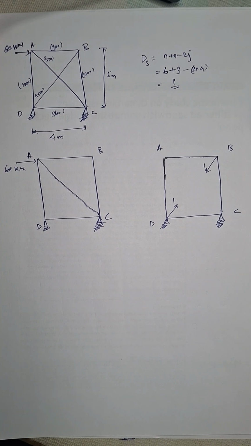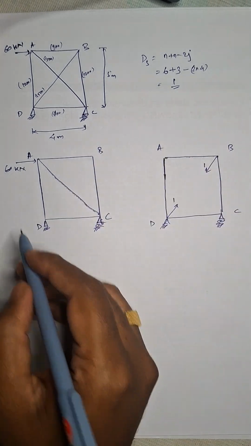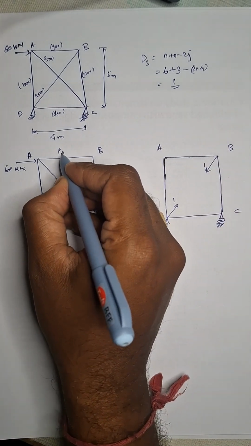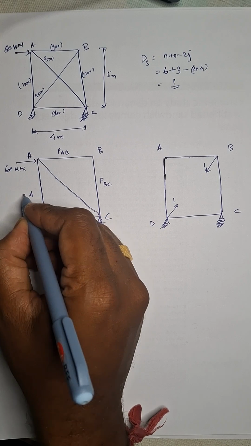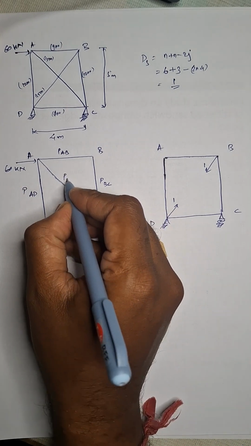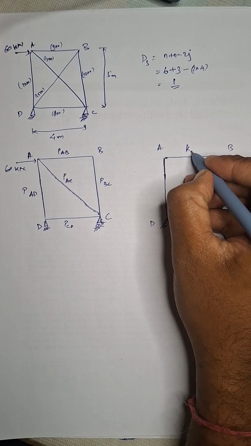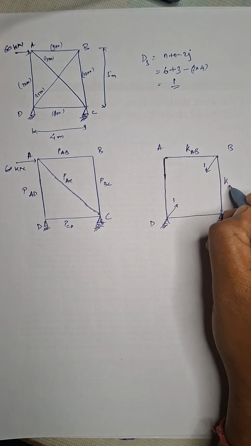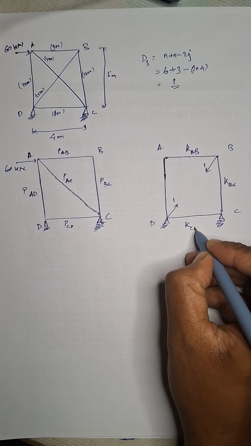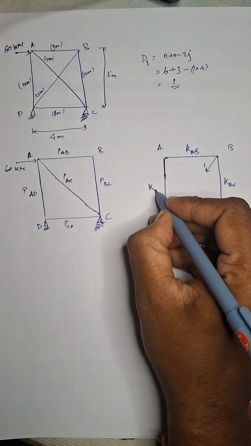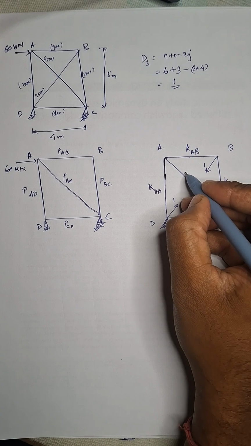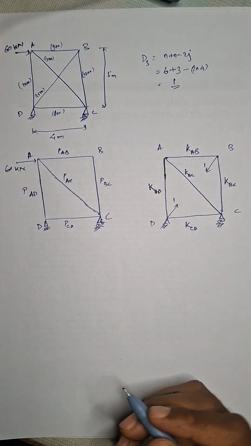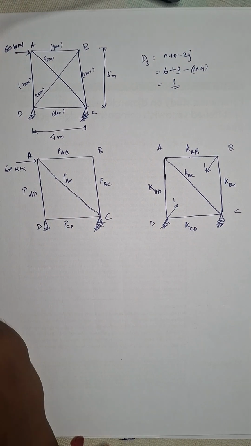Now we have to find the member forces. Here the member forces will be P AB, P BC, P CD, P AD, and P AC. In the unit force case, this one will be K AB, this one K BC, this one K CD, this one K AD. And there will be another, AC. I forgot to draw this. This one will be K AC. Now we need to find all these member forces by the composition and resolution method.